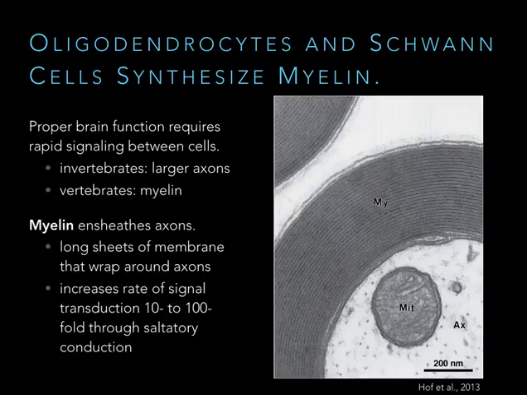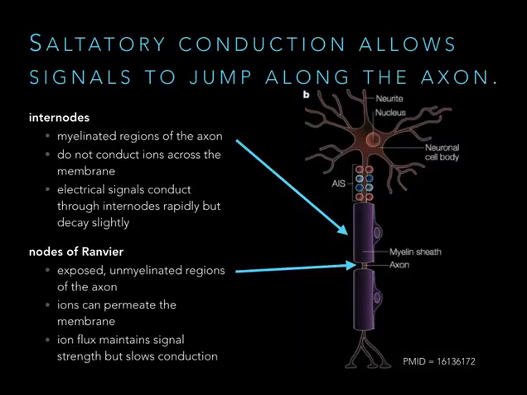What this is going to do is increase the speed at which a neuron can communicate by about 10 to 100 fold. All right, and we'll see more on this later. The signal is going to then jump. Okay, it's not going to just move passively the entire length because myelin doesn't cover the entire axon. Instead, there are these little areas that are covered by myelin. Those would be the internodes. Okay, it's only the myelinated regions where the signal is speeded up.